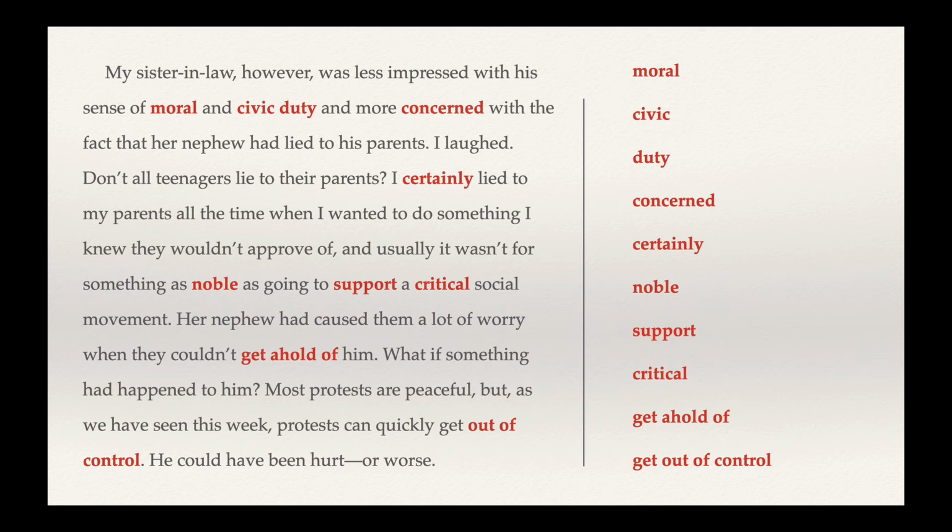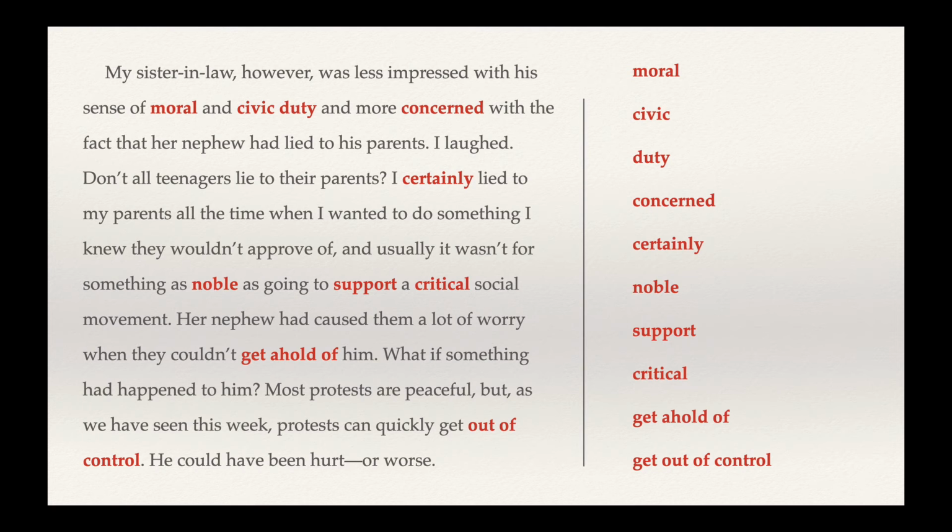Okay, so that's a lot of vocabulary, a lot of things we had to think about in this paragraph. But let's try to summarize. What is the main idea of this third paragraph? So it's hard to tell. So are we talking about all teenagers? Are we talking about the nephew? Are we talking about the speaker? But we can think about the first sentence that kind of sets up what this paragraph is going to talk about. And it's that idea, that comparison of moral and civic duty versus lying. So what's more important here? Following your moral and civic duty or telling the truth to your parents?